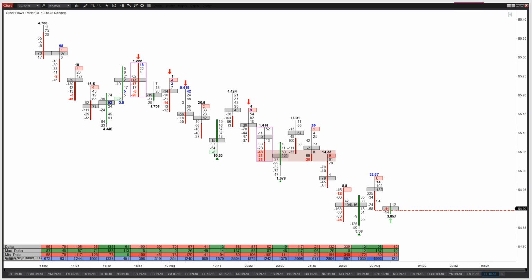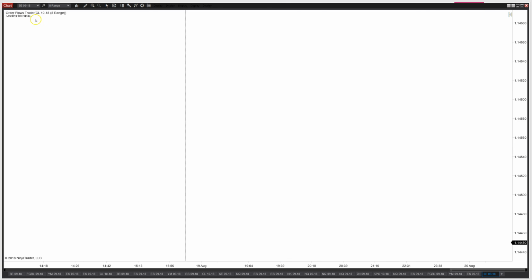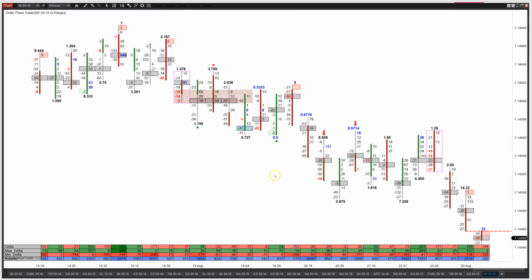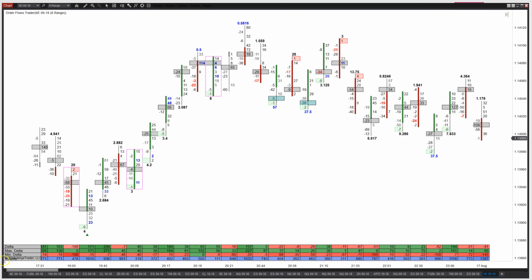Okay, well, that was all that was in crude. That was on the 8 range. Going back a couple days, let's take a look at Euro currency then real quick. Also 8 range. We only got 3 days of data coming up on this.